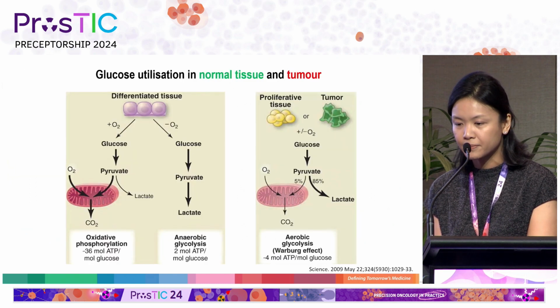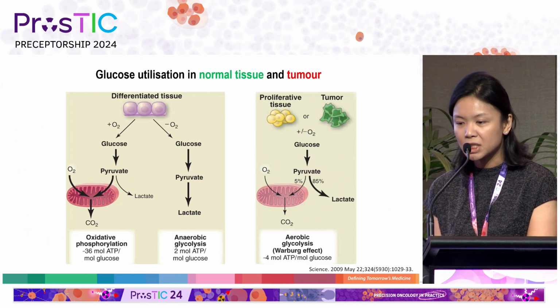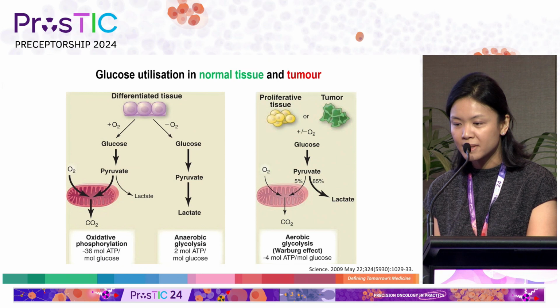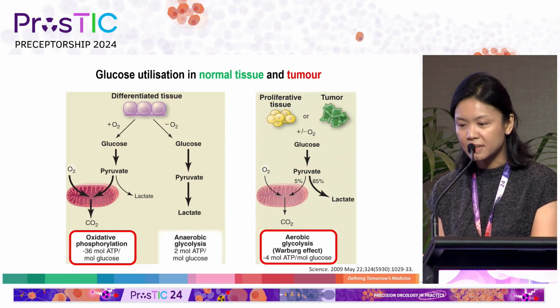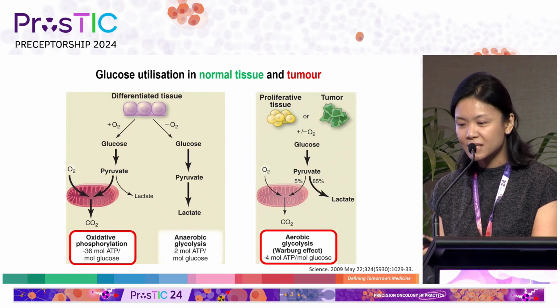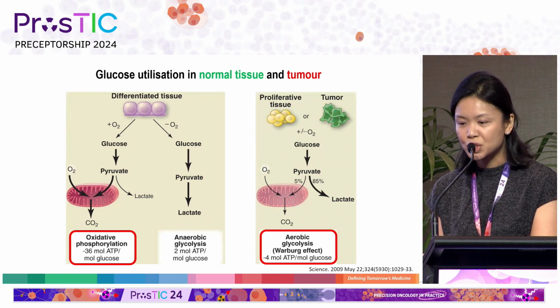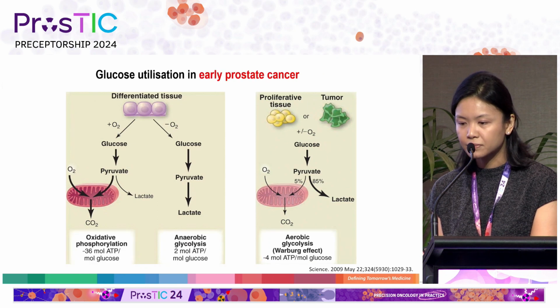PSMA expression. So just going back a little bit on basics, glucose utilization in normal tissue can be quite different from tumor. Most tumor cells do not undergo the usual oxidative phosphorylation as observed in normal tissue cells, but go through a less efficient pathway of aerobic glycolysis. As you can see, the number of ATP here is less in aerobic glycolysis, so less energy produced. So in most tumor cells, there's a higher trapping of glucose, therefore FDG, to produce equivalent energy.